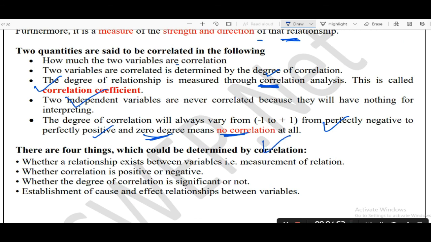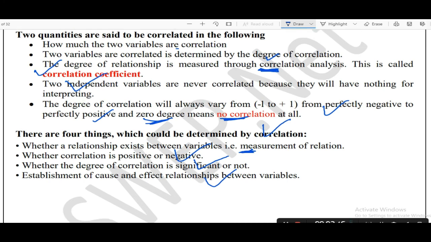And there are four things that can be calculated or determined through the correlation: whether there is a relation between variables or not, that is called measurement; whether the correlation is positive or negative, which you can easily determine through the correlation; whether the degree of correlation is significant or not; and the cause and effect relationship between variables, which you can also determine or establish through the correlation. So these things can be determined through the correlation.